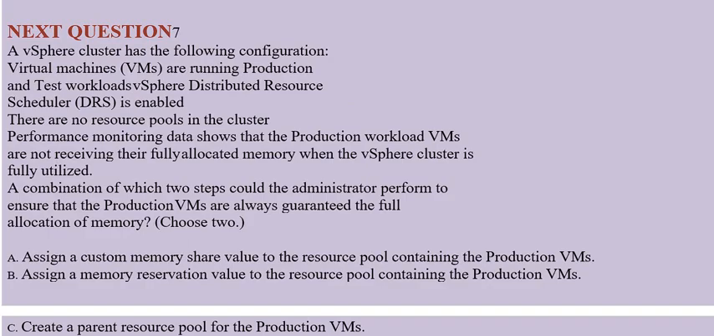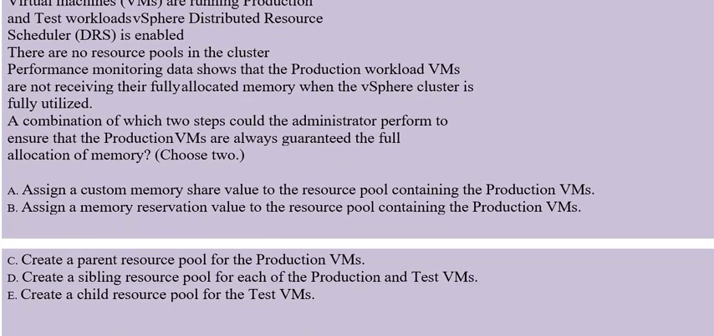Question is a vSphere cluster has the following configuration. Virtual machines (VMs) are running production and test workloads. vSphere Distributed Resource Scheduler (DRS) is enabled. There are no resource pools in the cluster. Performance monitoring data shows that the production workload VMs are not receiving their fully allocated memory when the vSphere cluster is fully utilized. A combination of which two steps could the administrator perform to ensure that the production VMs are always guaranteed the full allocation of memory?